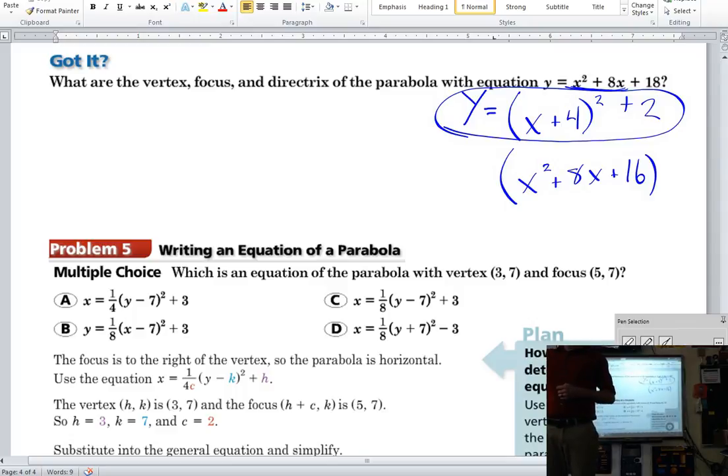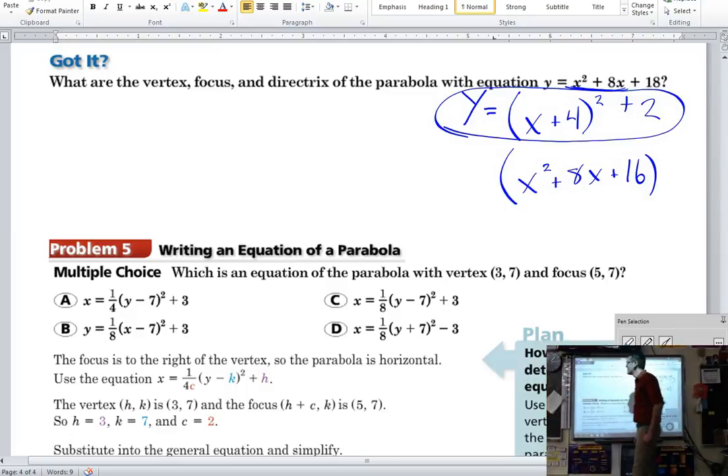So tomorrow, we'll be doing the last lesson in this chapter on circles. Graphing circles. Where you learn how you could graph a smiley face.